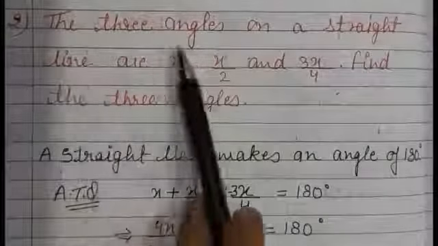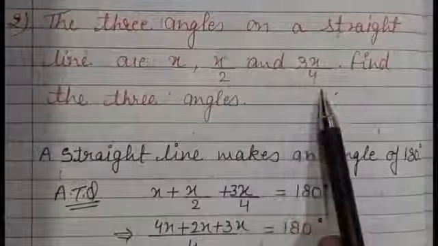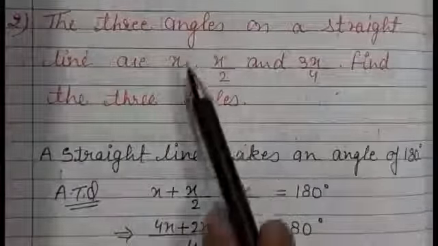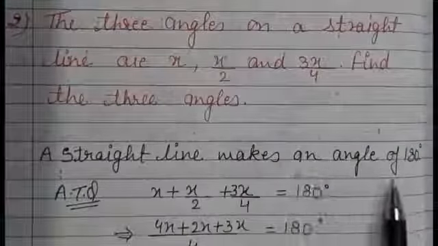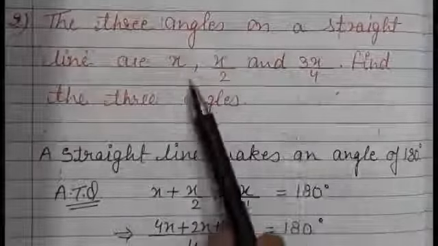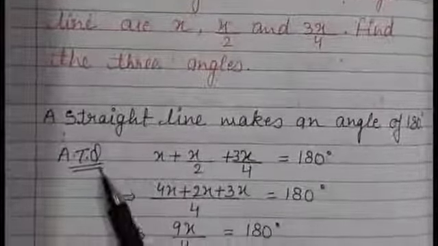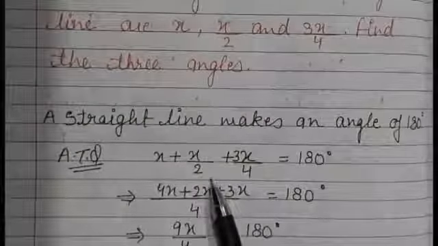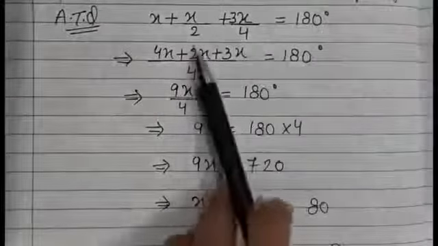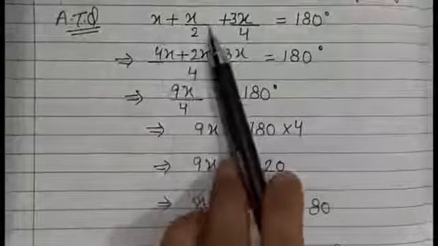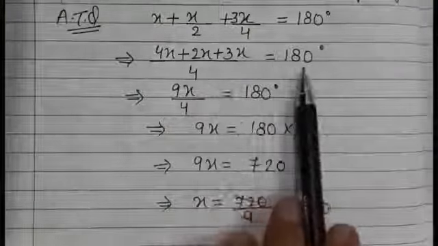Now the next sum is: the three angles on a straight line are x, x by 2 and 3x by 4. Find the three angles. They are saying that the three angles are on a straight line, and you know that a straight line makes an angle of 180 degrees. So that means the sum of these three angles will be equal to 180 degrees, right? So according to the question, the equation will be x plus x by 2 plus 3x by 4 is equal to 180 degrees. So when we take LCM and solve this equation, it will come as 4x plus 2x plus 3x by 4 is equal to 180 degrees.